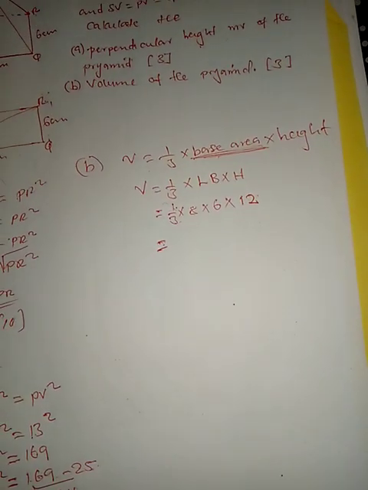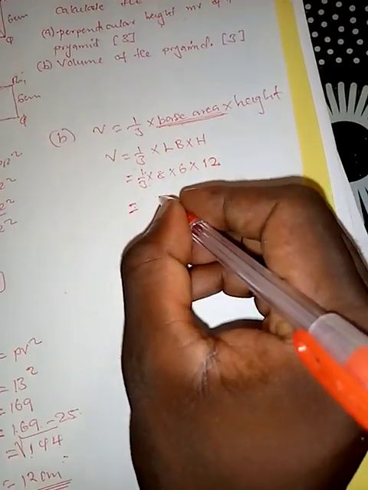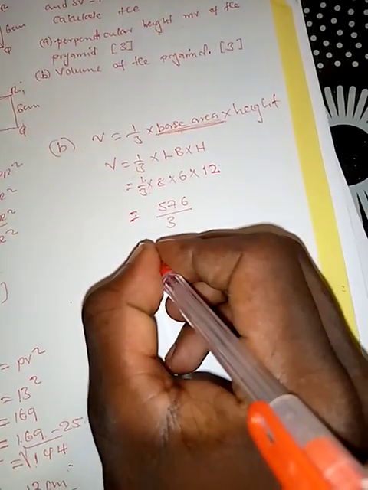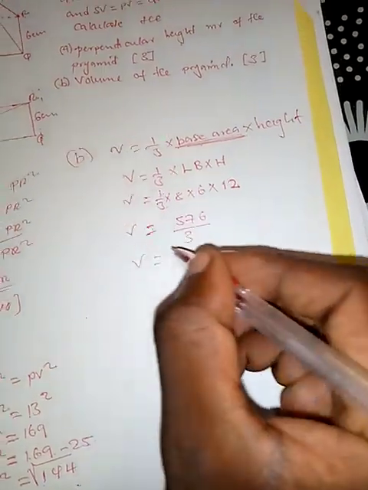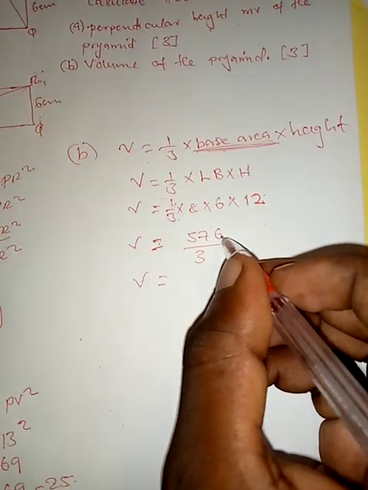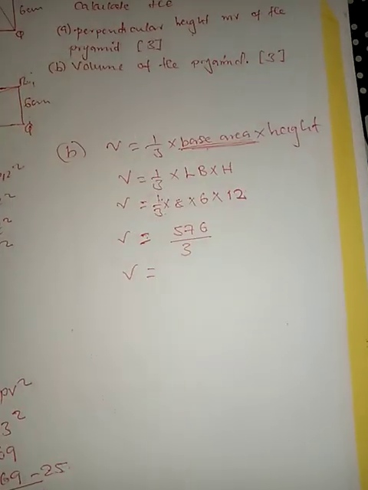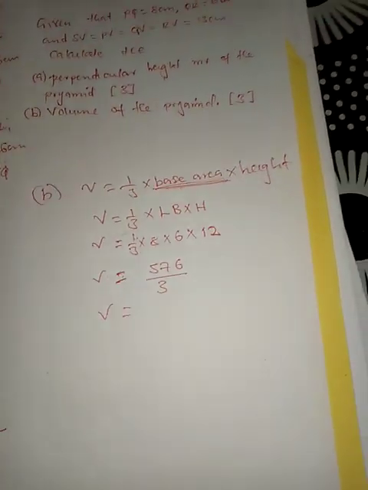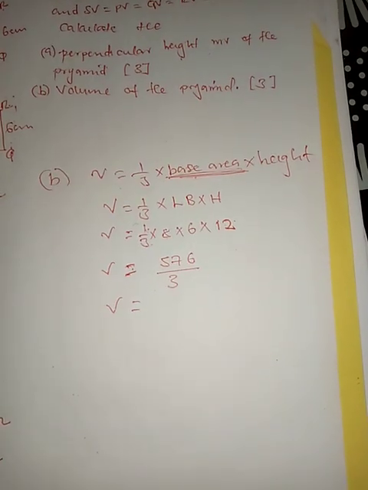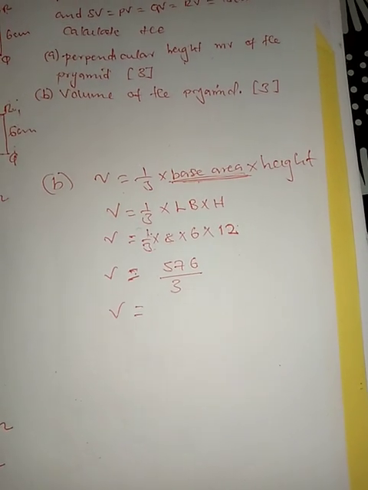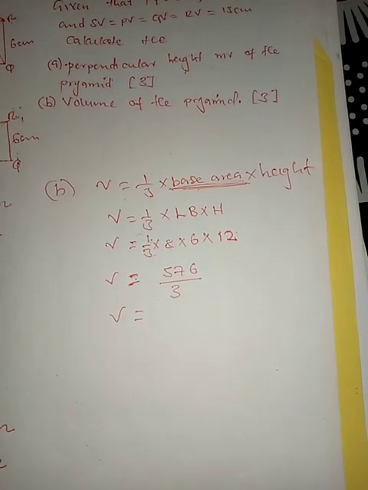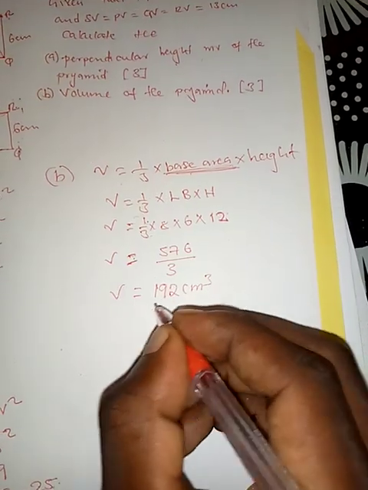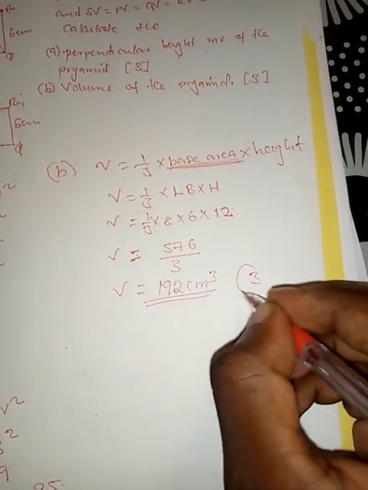The calculator has given me 576 over this 3. Then 576 divided by 3, you use a calculator here. 576 divided by 3, the answer is 192 cubic centimeters. So you have scored another 3 marks here.